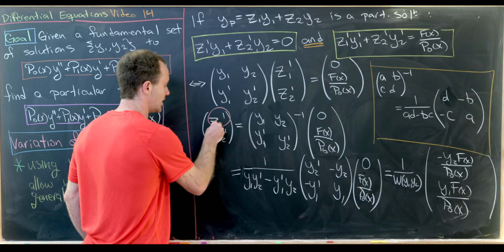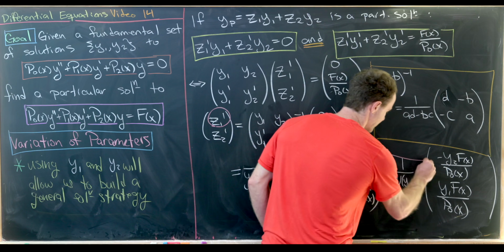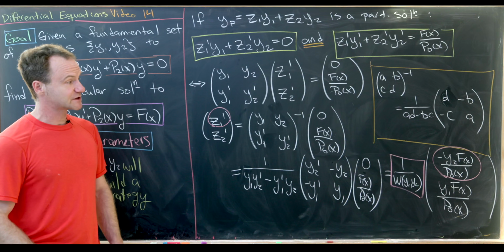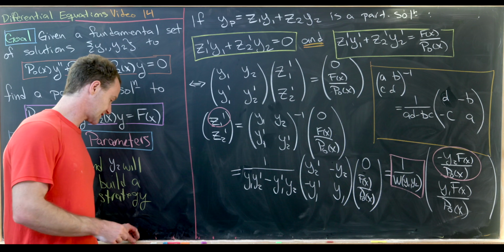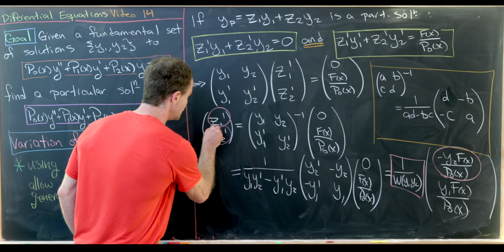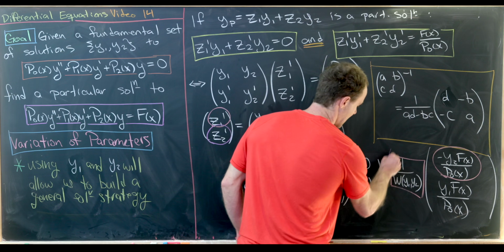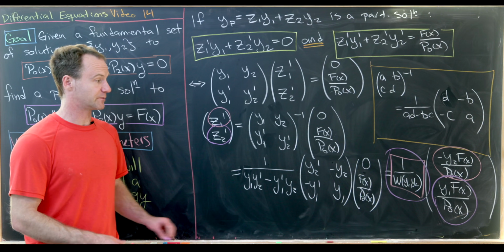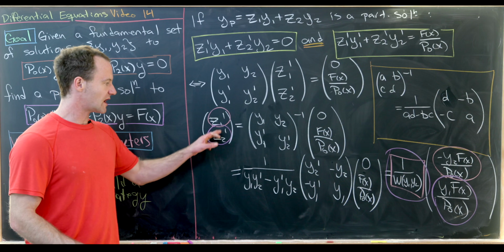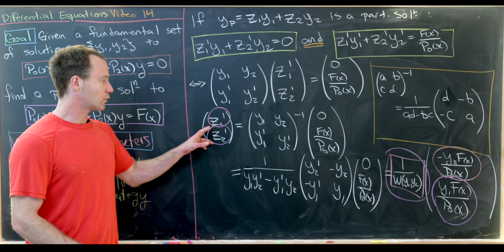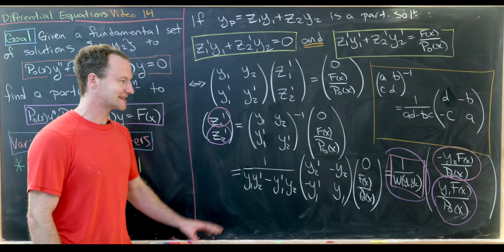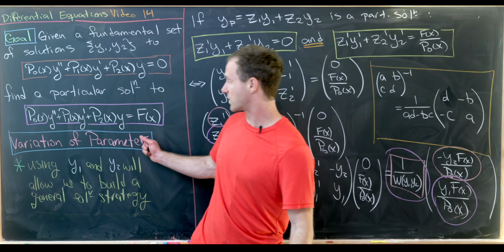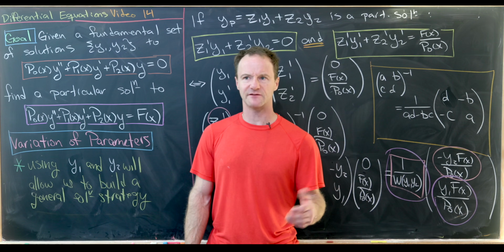And notice that z1 prime will be 1 over the Wronskian times this function right there, described by minus y2 f of x over p0 of x. And then z2 prime is described by, again, 1 over the Wronskian and then y1 times f of x over p0 of x. But that's z1 prime and z2 prime. In order to find z1 and z2, we just take the antiderivatives of those two equations. Okay, so let's summarize that over here, and then we'll have some examples.